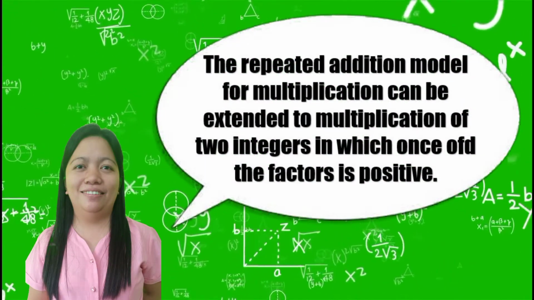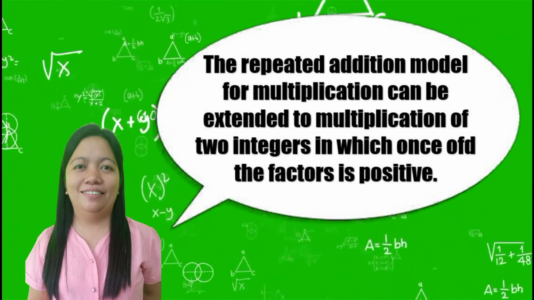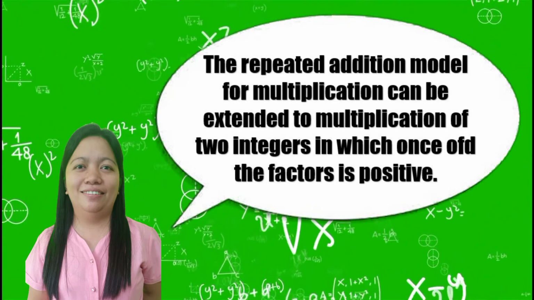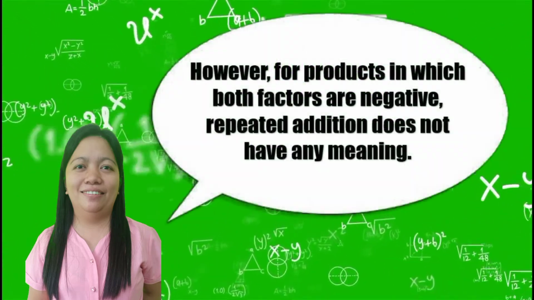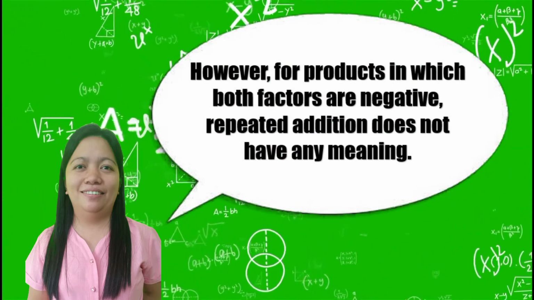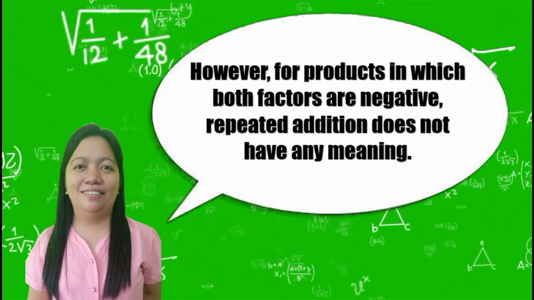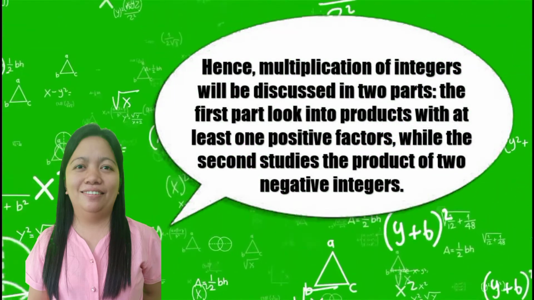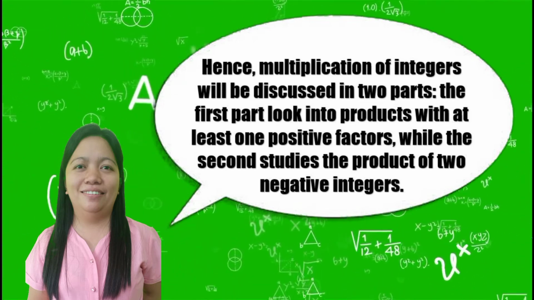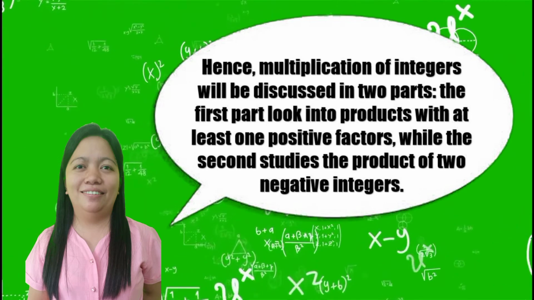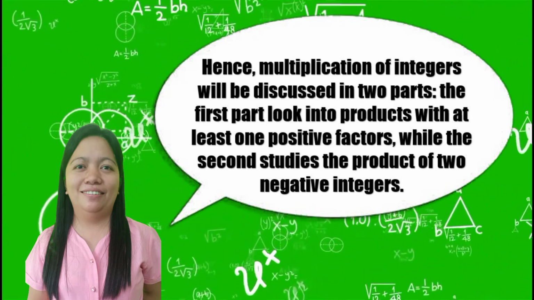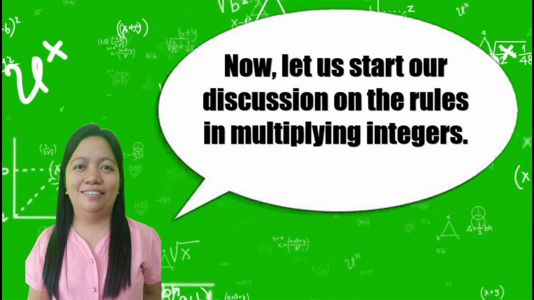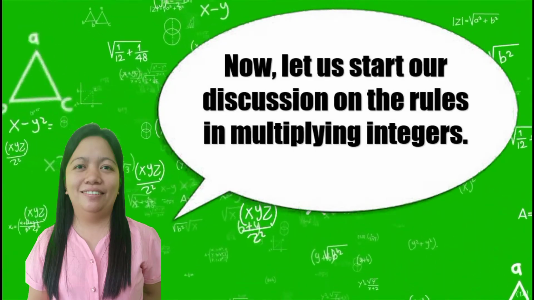The repeated addition model for multiplication can be extended to multiplication of two integers in which one of the factors is positive. However, for products in which both factors are negative, repeated addition does not have any meaning. Hence, multiplication of integers will be discussed in two parts. The first part looks into products with at least one positive factor, while the second studies the product of two negative integers. Now, let us start our discussion on the rules in multiplying integers.